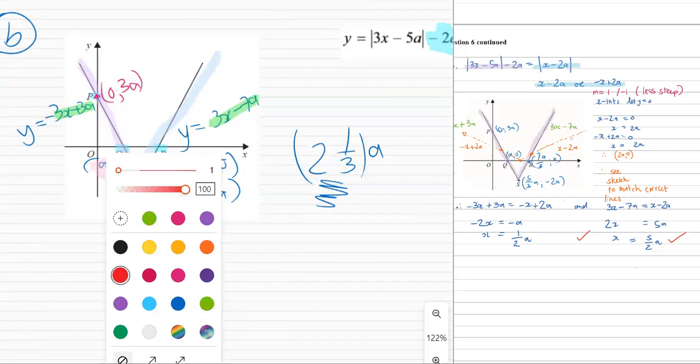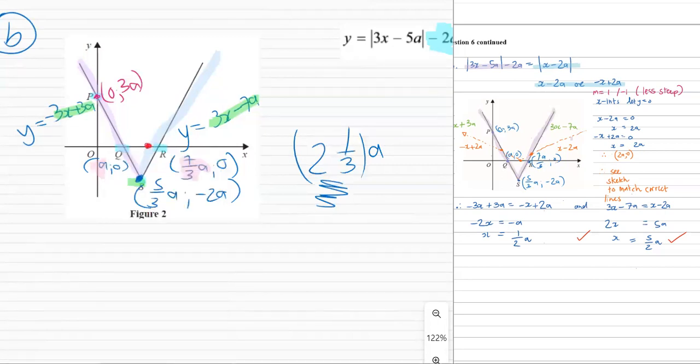Let me make it red. So I would say it's going to be kind of there. Obviously, because this is 2 1/3 a, it's a third less than this. Okay, so let's look at that. So we have it from there.